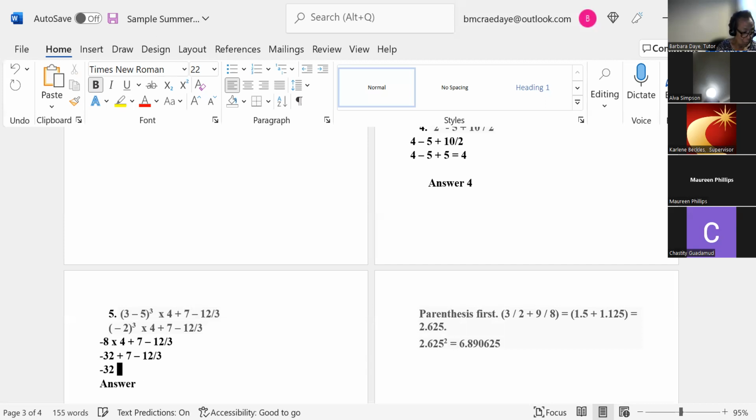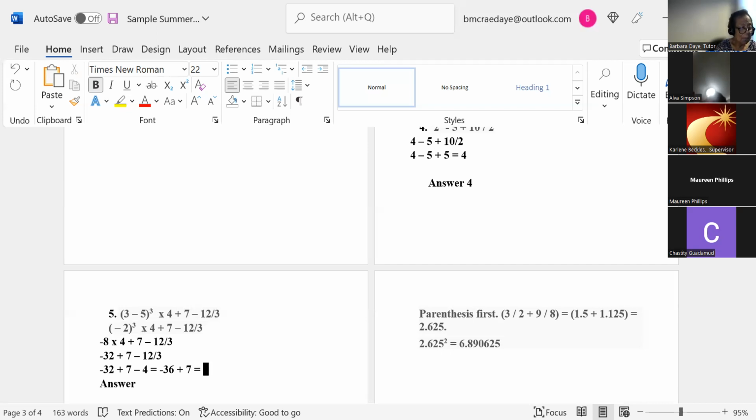Minus 32 plus 7 minus 4. What's that equal to, Alva? Oh, I see, I did it wrong. Combine your negatives. A minus 32 and a minus 4 is a minus 36, right? Then add the plus 7. And what does that give you?